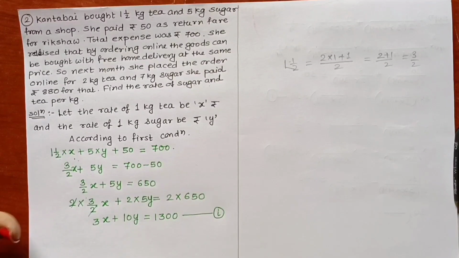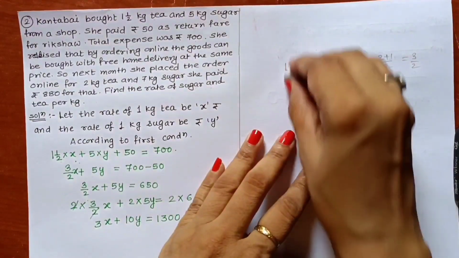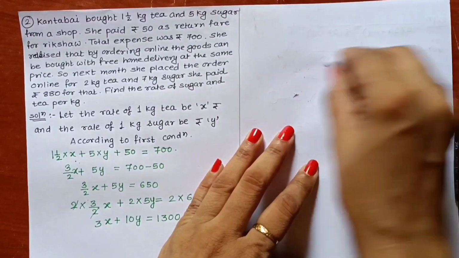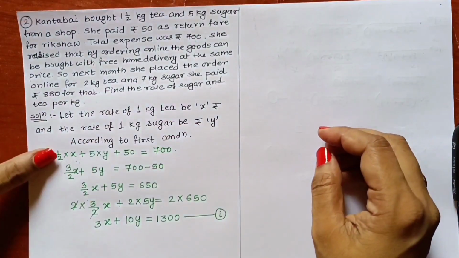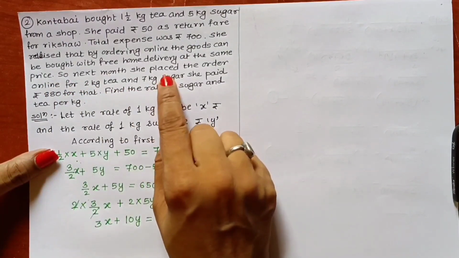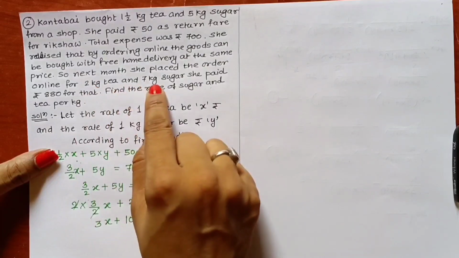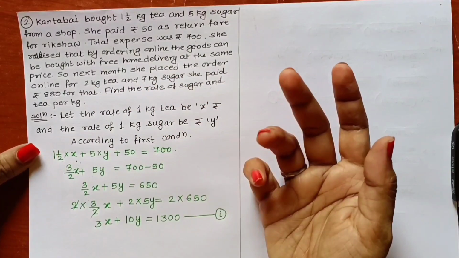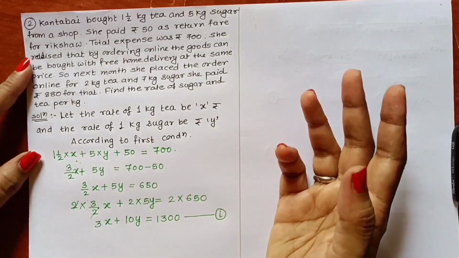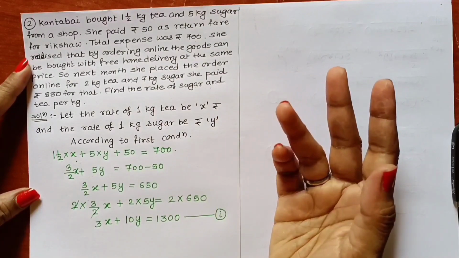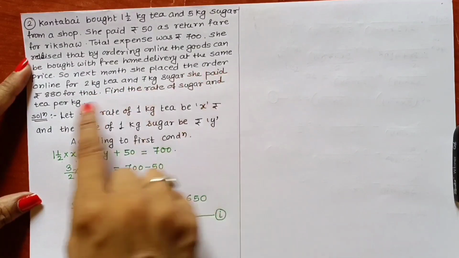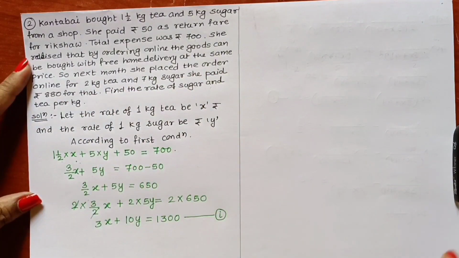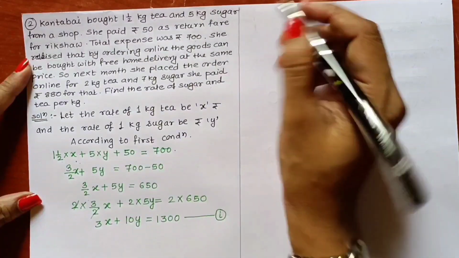Okay. Now let us see the second condition in the question. I will rub out this rough work first because we will require this side to solve our question. Now the second condition is when she ordered online, she placed the order online for 2 kg tea and 7 kg sugar. As she has placed the order online, she doesn't require to go by rickshaw. Okay, so the rickshaw fare cannot be added here. Only 2 kg tea and 7 kg sugar. Total is 880. So according to the second condition, I will write here.